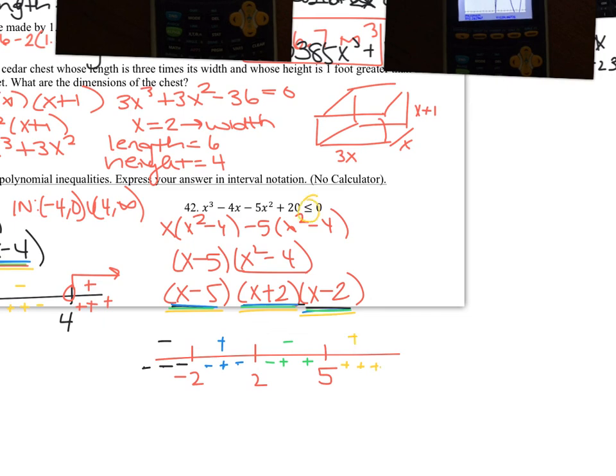I'm now going to look at my inequality symbol. It's less than or equal to, which means all of these will be closed dots. And everywhere there is a negative is my answer. So my interval notation is -∞ to -2, union 2, 5.